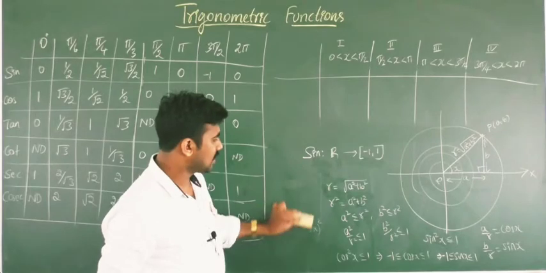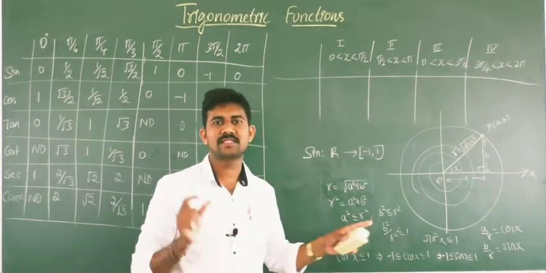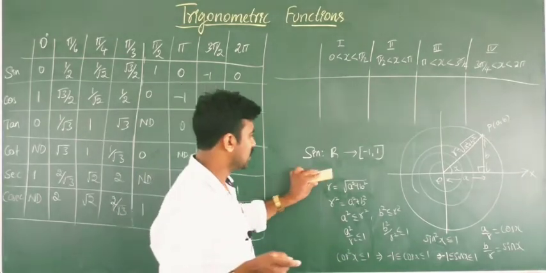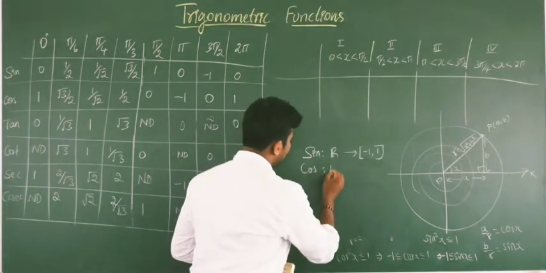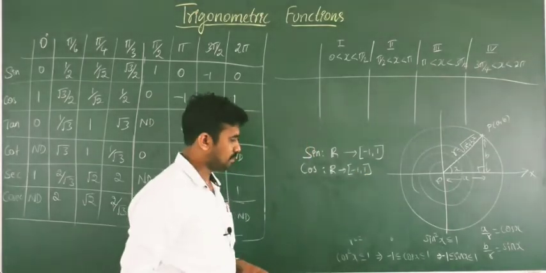Similarly, the cos function is also defined between -1 and 1, which means the value of cos will lie in the closed interval -1 to 1. So here the cos function is defined from the real numbers to the closed interval [-1, 1].